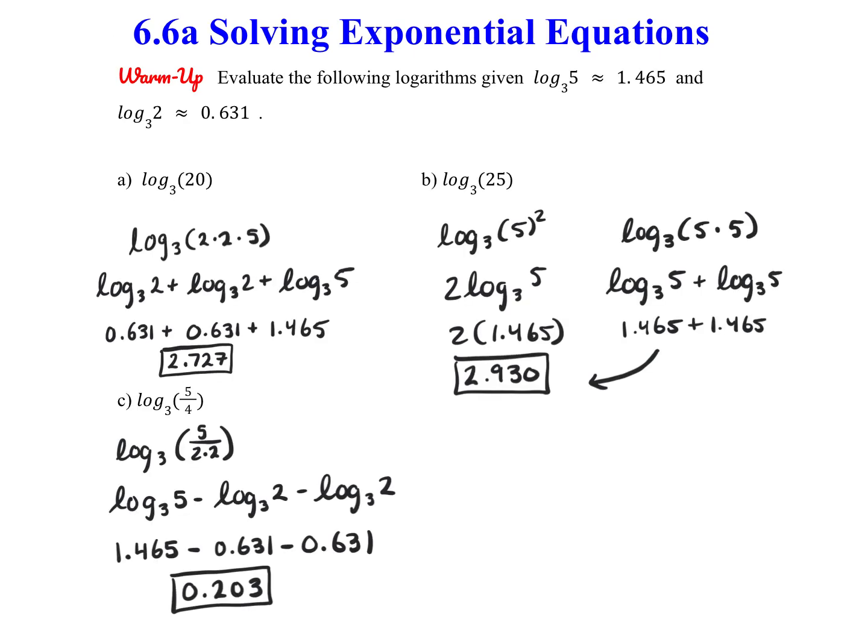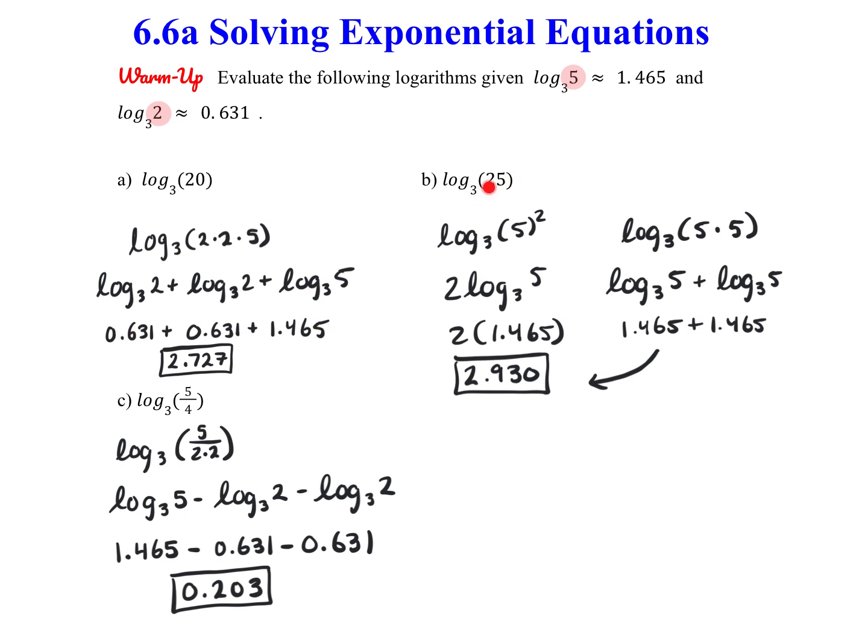Okay, go ahead and check your work here. So if you rewrite 20 as 2 times 2 times 5, you'll see that log base 3 of 2 and log base 3 of 5 are values that we are given decimal approximations of. So I can use my product property to expand it, and then I can use the approximations I'm given.